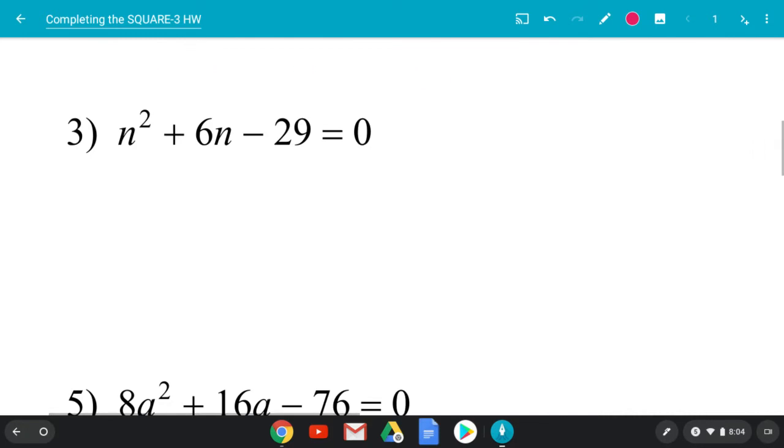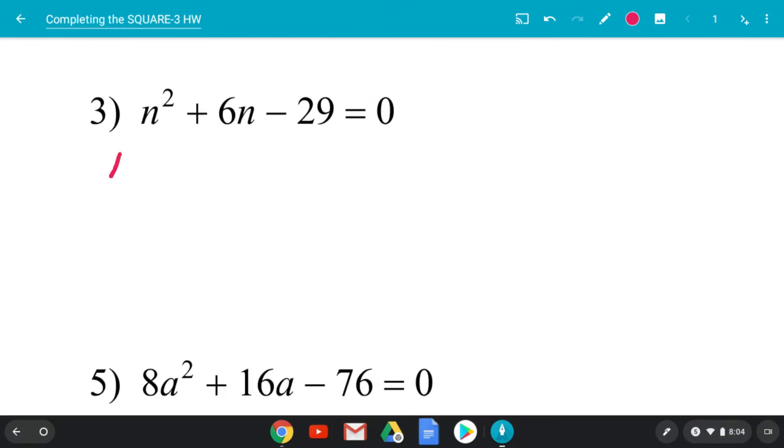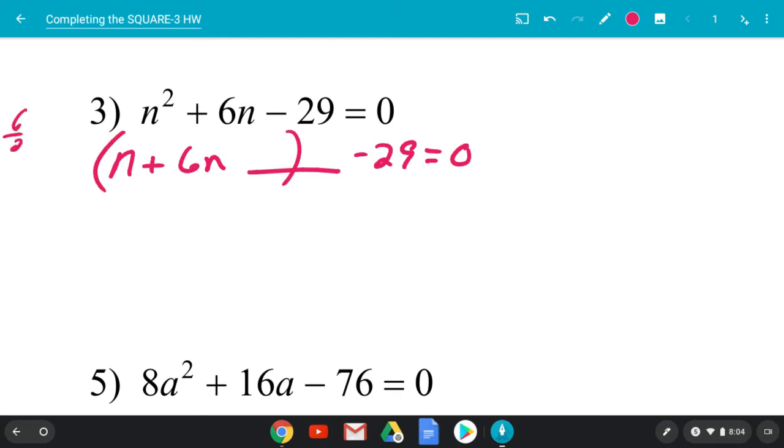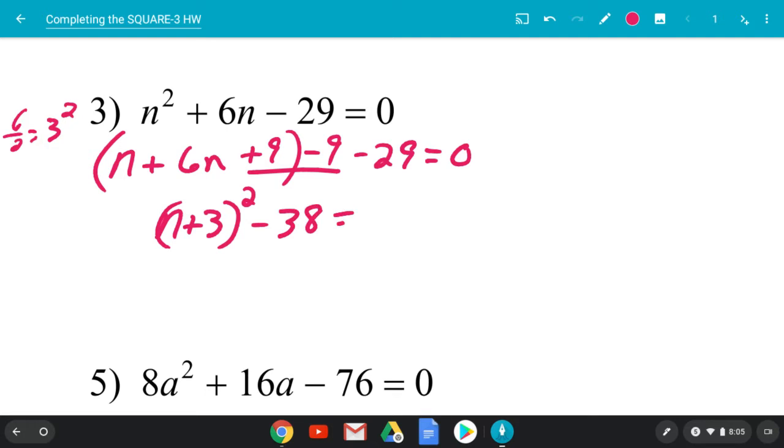Number 3. n squared plus 6n, space, minus 29 equals 0. 6 divided by 2 is 3, and then I'll square it. So plus 9 minus 9. So n plus 3, quantity squared, minus 38 equals 0. How many people got that one? There we go. There we go.